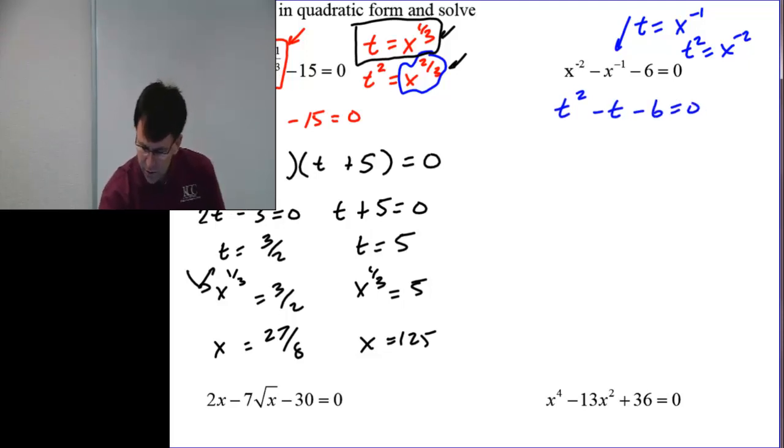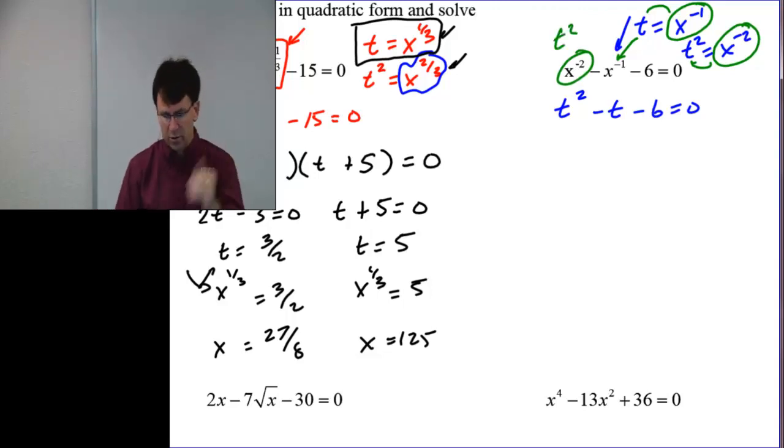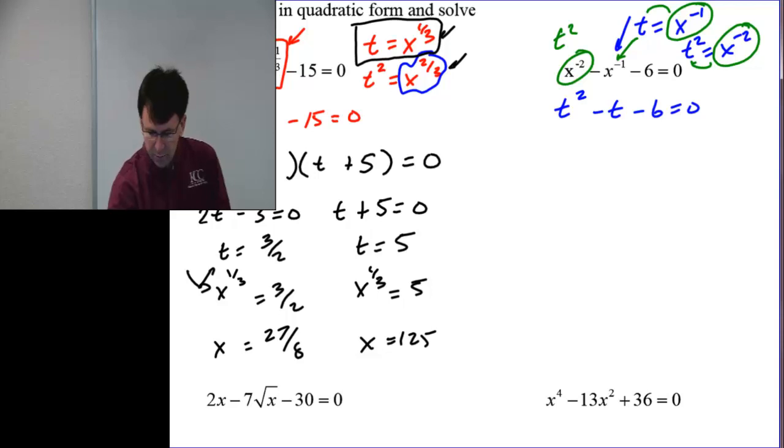Let's not overthink what's happening here. X to the -1 was established to be t. So everywhere I see an x to the -1, I'm going to write t. X to the -2 was established to be t squared. So if I see an x to the -2, I'm going to write a t squared. That's my substitution moment. Now, I went from being quadratic in form to actually being a quadratic with the variable t instead of the variable x.